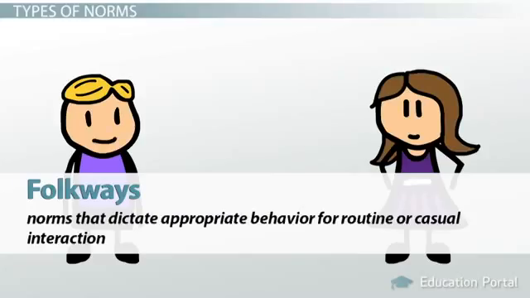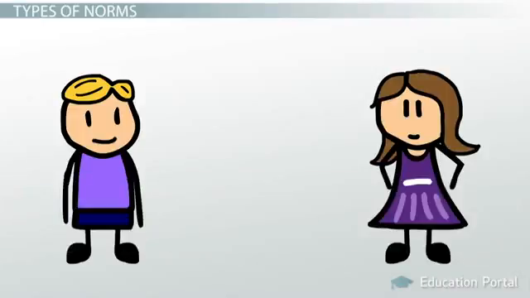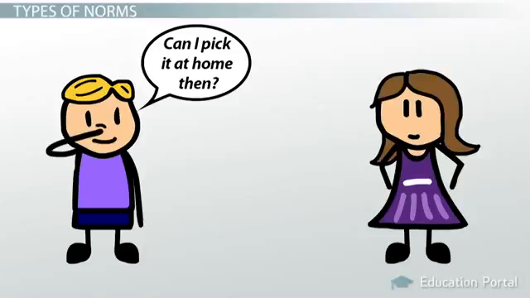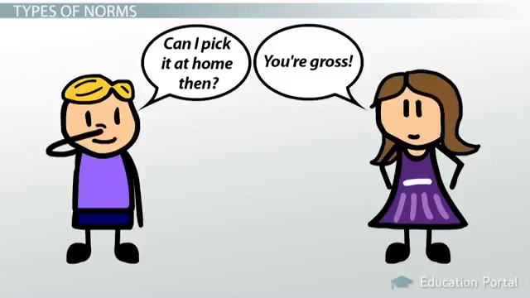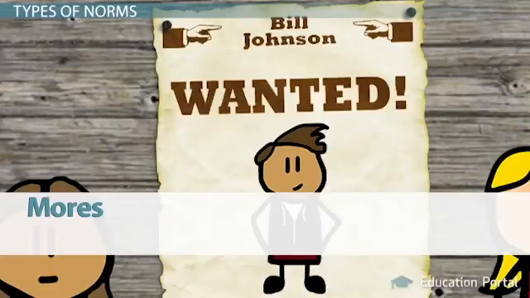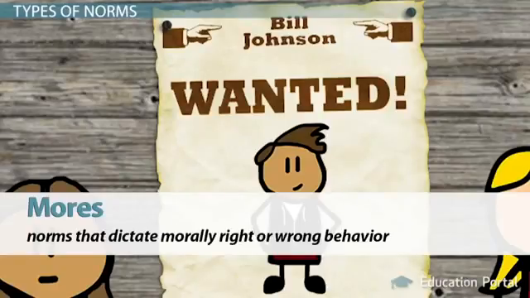Folkways are norms that dictate appropriate behavior for routine or casual interaction. In our culture, boys wear pants instead of skirts, and we all know not to pick our nose in public. These are casual rules for behavior. Although we may think that people who violate them are weird or rude, we don't think they should be imprisoned for their behavior. On the other hand, mores are norms that dictate morally right or wrong behavior.